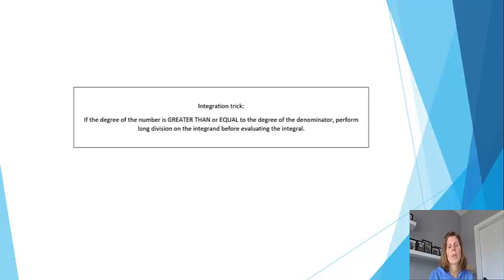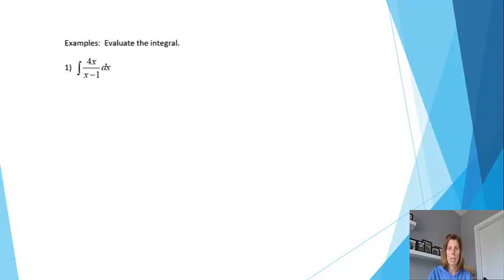If the degree of the numerator is greater than or equal to the degree of the denominator, you'll perform long division on the integrand before evaluating the integral. This will set us up into a problem that we are able to actually take the integral of. So we're just going to jump right into examples.